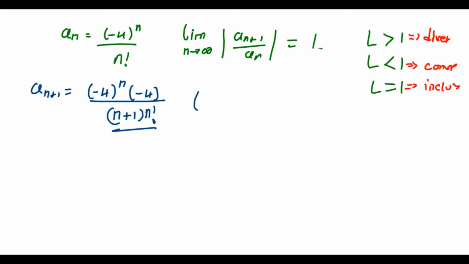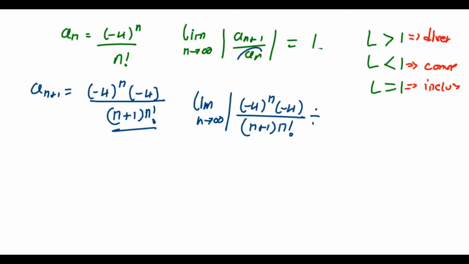So to evaluate this, it would be the limit as n approaches infinity. Your a sub n needs to be on the numerator, which you can write as minus 4 to the power n multiplied by minus 4, divided by n plus 1 multiplied by n factorial. I was supposed to say divide by a sub n, but I'm going to multiply by the reciprocal of a sub n. Okay, I'll multiply by n factorial divided by minus 4 to the power n, like that. So you can clearly observe that I can cancel out this and that, and this and that. Okay, so what do I remain with?